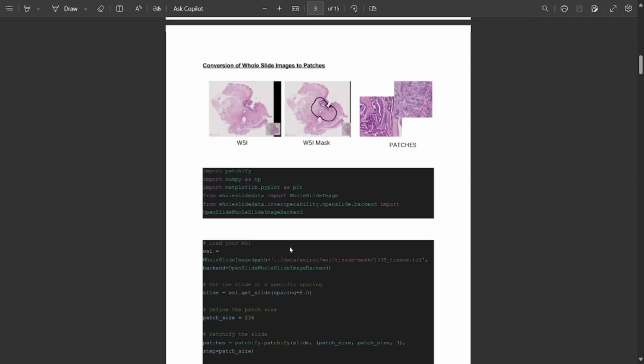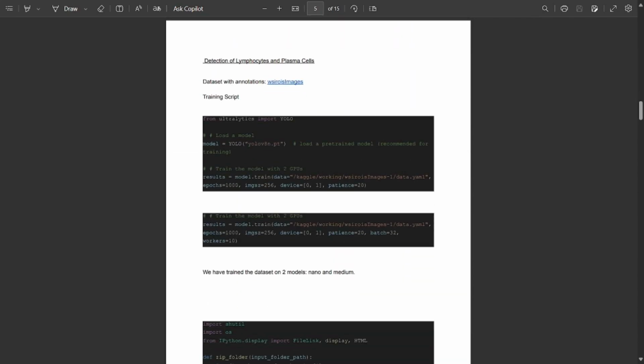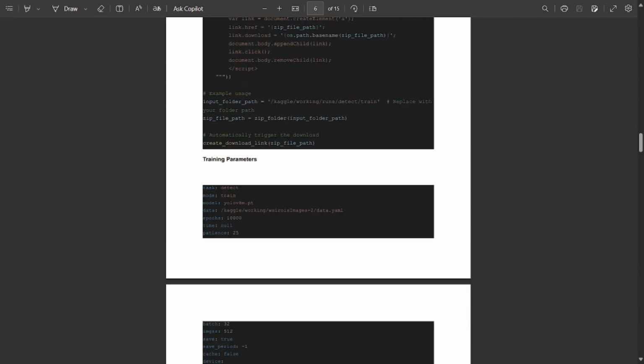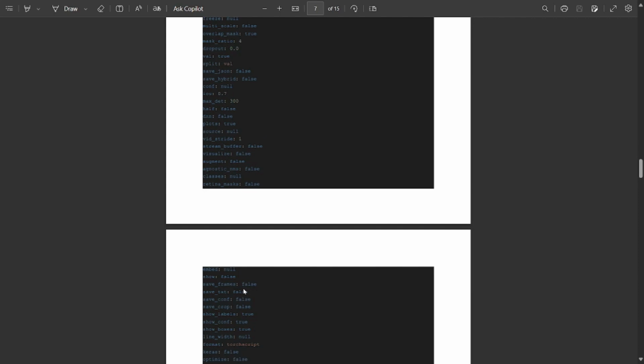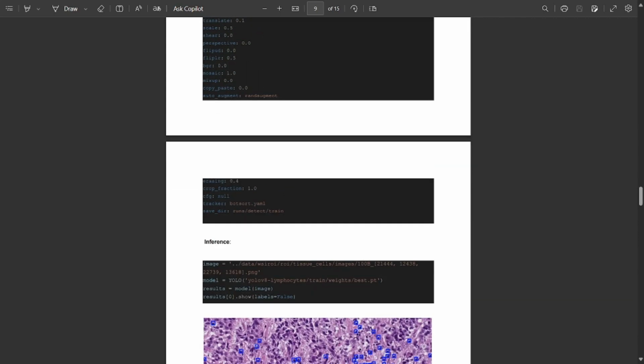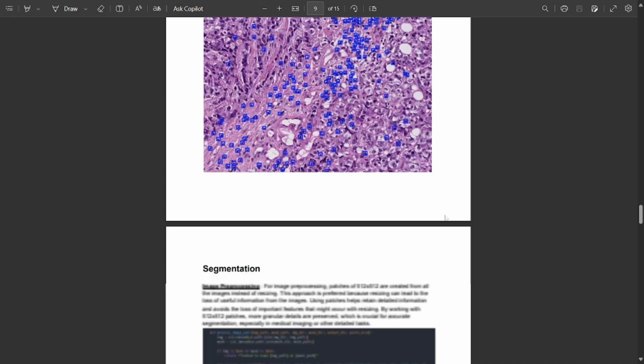This is our code for converting whole slide images into patches. This is our training script for training the YOLO model for detection. These are the various parameters that we have set to get the best accuracy. We used two models, nano and medium, and we finalized the model which had the highest accuracy. Here we have performed inference over it.